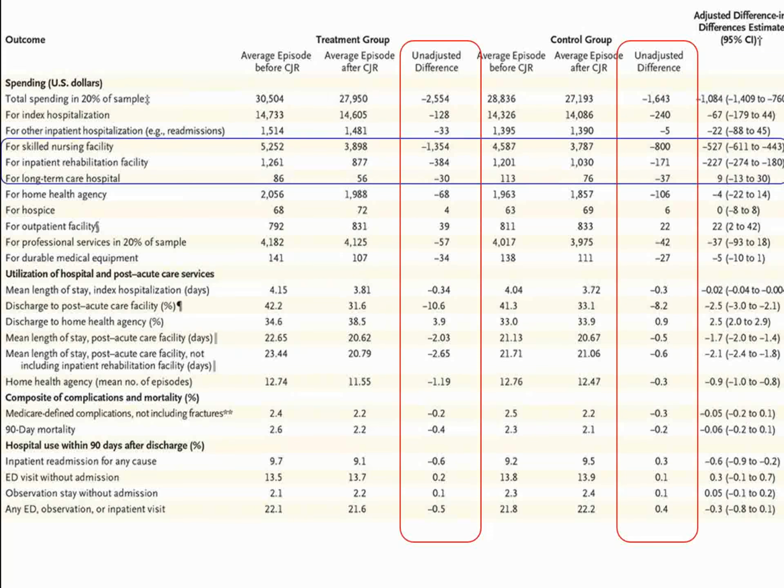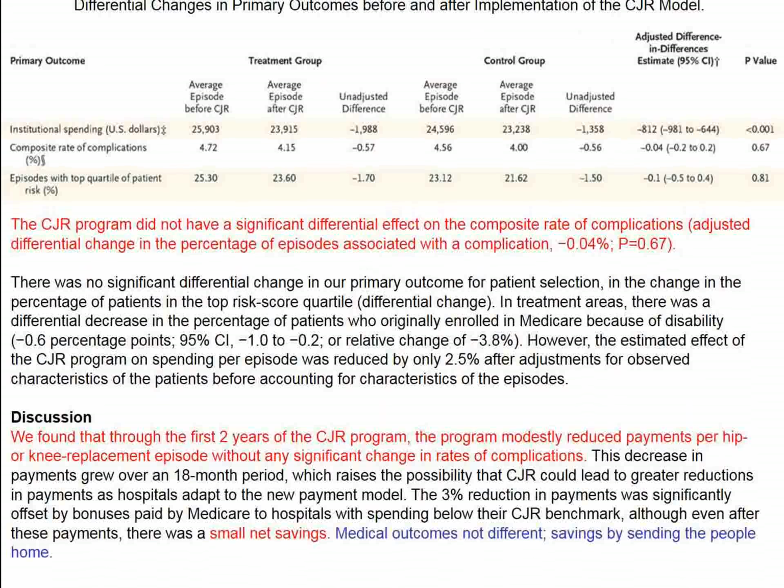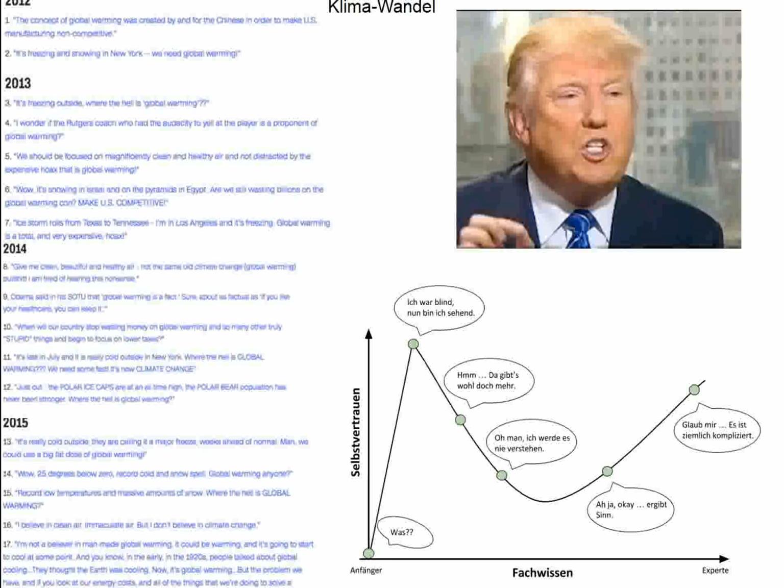For skilled nursing facilities and long-term care hospitals and this sort of stuff, the patients in the bundled group were less likely to be referred to these services. They were just sent home. But they did as well. So I guess each country will have to decide how they're going to deal with this problem. So I think this is interesting, and probably we'll hear more about bundled care in the future. And so the medical outcomes were not different as far as I could tell, but the savings were accrued by sending the people home. The next topic is climate change.